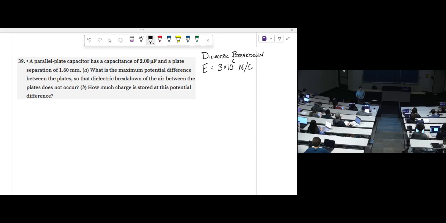If you need dielectric breakdown on the exam, I will give it to you. What is the maximum potential difference that occurs between the plates? How much charge is stored at this potential? So how do we solve part A? How do we solve for the maximum potential difference across the plates?